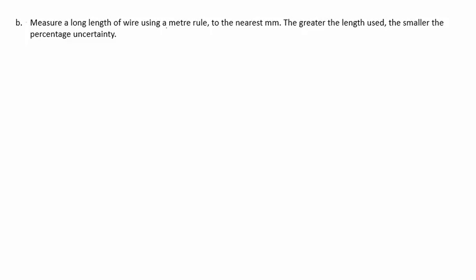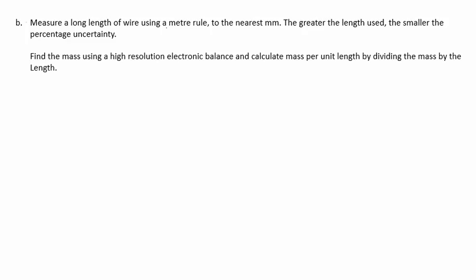In B, we're to describe and explain how we could make use of standard lab equipment to find the mass per unit length mu of the wire, stating how we'd make our results as precise and accurate as possible. Well, we'd measure a long length of wire using a meter rule, measuring to the nearest millimetre. The greater the length used, the smaller the percentage uncertainty. We'd find the mass using a high resolution electronic balance, find the mass per unit length by dividing the mass by the length. Then we could repeat this for several lengths and find a mean.